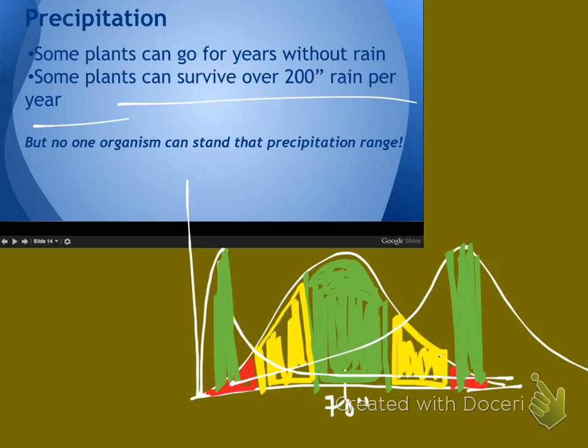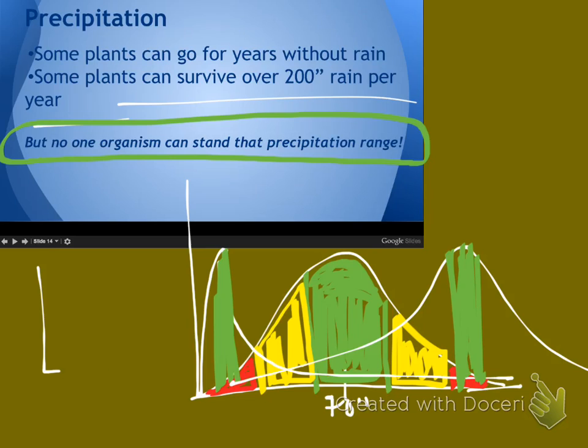You can look at tolerance curves for temperature, precipitation, calories, energy in, and what that tolerance curve is going to show you is where an organism thrives and where it dies, where it doesn't have enough of what it needs, or it has too much of what it needs. But every organism has got its own tolerance curve. There's nothing for which the tolerance curve looks like that.